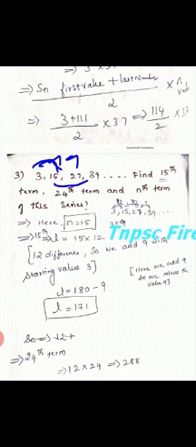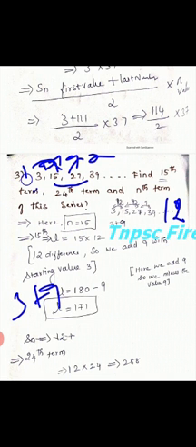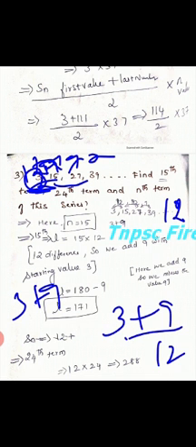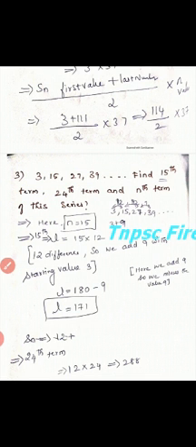12 is the difference between 3 and 15. 12 is the difference. Okay, next, here the difference is 12. Here we add 3 plus 9. If 3 plus 9, we will get 12 here. Okay, the difference is 12. We will put plus 9 for the first term, that is 3. 3 plus 9 equals 12. Okay, so we will get the answer now.